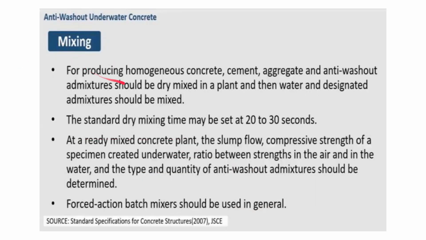For producing homogeneous concrete, cement, aggregate and anti-washout admixtures should be dry mixed in a plant, and then water and designated admixtures should be mixed. So first cement, aggregate and anti-washout admixture should all be mixed in a dry way, and only then water and some designated admixture should be mixed.